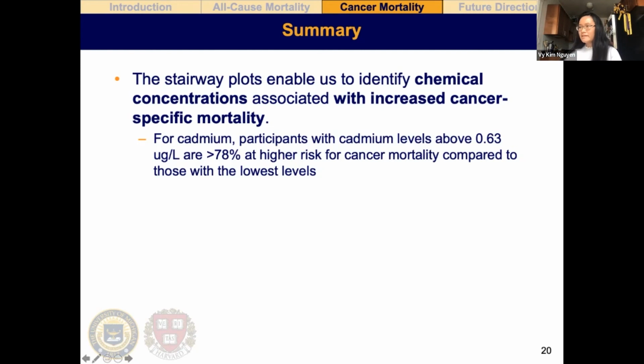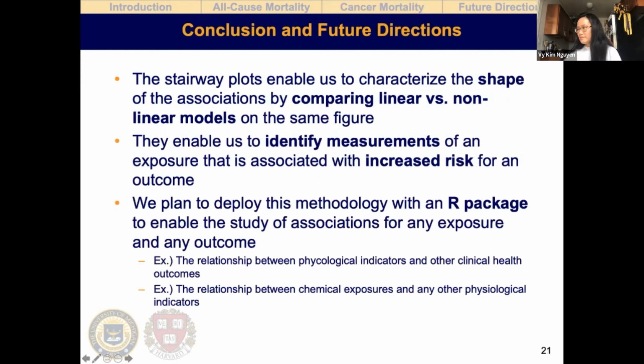So in conclusion, these survey plots really enable us to characterize the state of association, and it really helps to have linear and nonlinear models on the same figure. It enables us to identify measurements of an exposure that associate with increased risk, as we saw. We're able to say that at this concentration or this measurement of this physiological indicator, this is the risk associated with it, or these are the concentrations of this chemical associated with the increase.